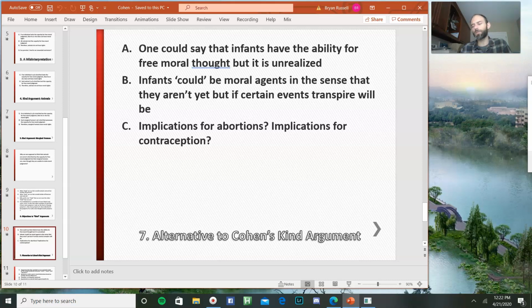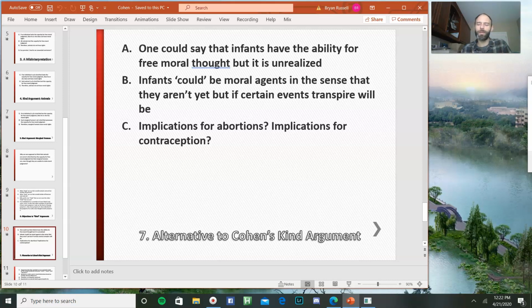You could take different strategies to try to get all human beings into the moral community, to get them rights. You could say that infants have the ability for autonomy and rationality, but it's as yet unrealized. Infants could be moral agents in the sense that they aren't yet, but if certain events transpire, they will be.